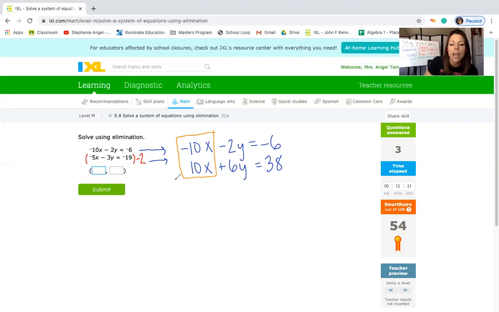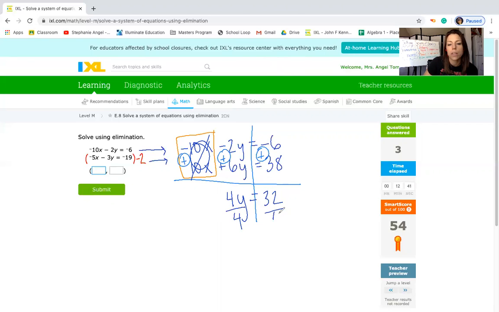So I have opposite terms, which means I'm going to add. So I'm going to add all the way across here. -10x plus 10x is a 0 term. -2y plus 6y is 4y. And -6 plus 38, let's see, 38 minus 6 is 32. Divide by 4, that creates a big one factor, and y equals 8. Look at that. I didn't have to deal with negatives. I could just do some pretty simple math.